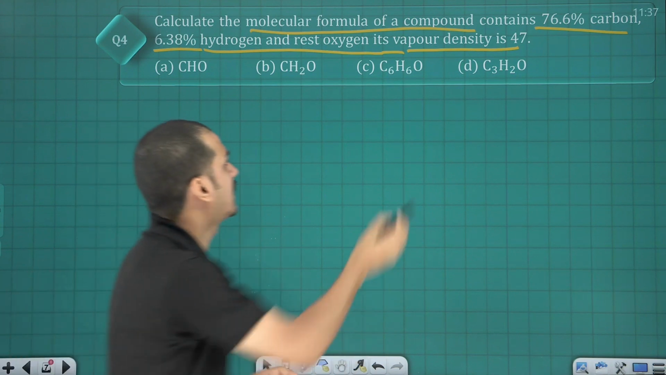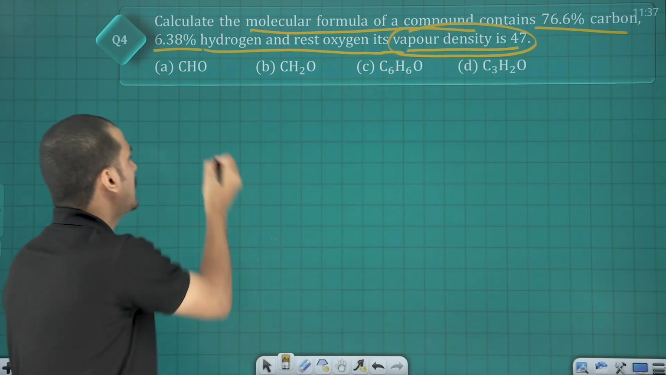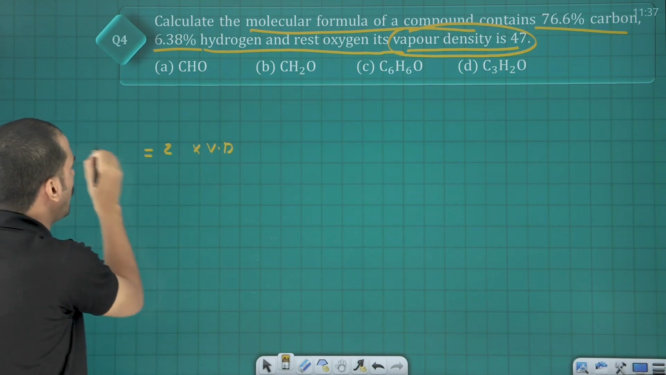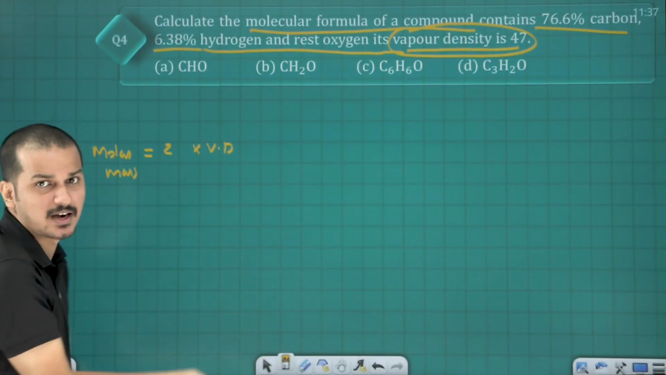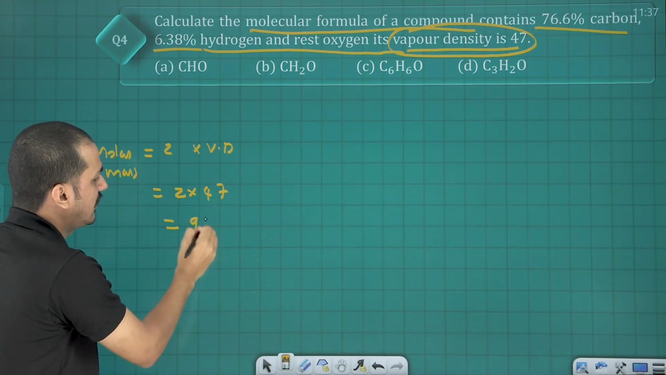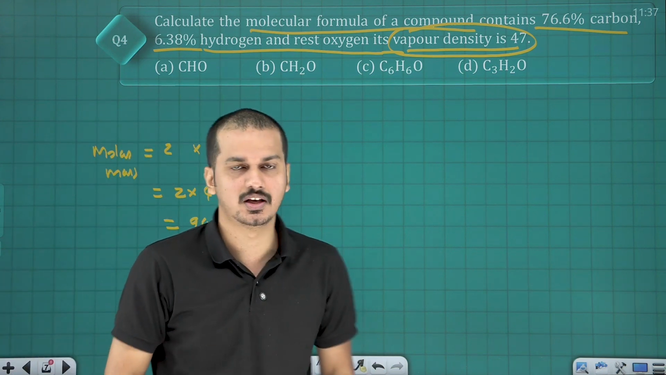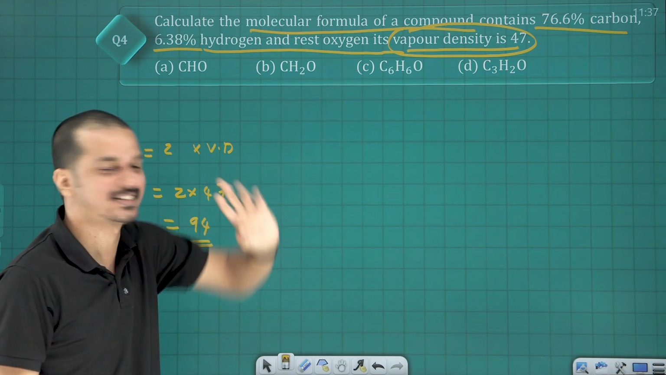Here they have given the idea that vapor density is 47. Vapor density 47 means 2 into vapor density is molar mass. Molar mass equals 2 into vapor density, that means 2 into 47. 2 into 47 is 94. So our compound's molar mass is 94. You just check the options for which has molar mass 94.